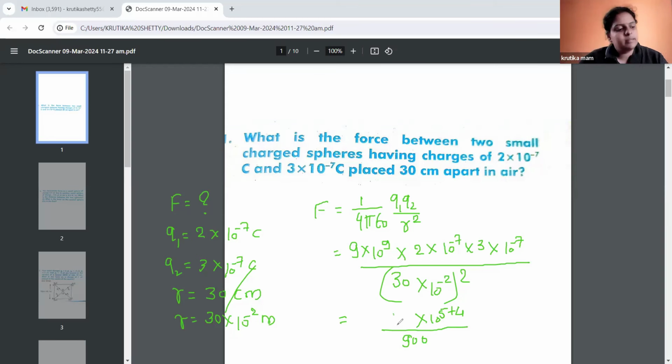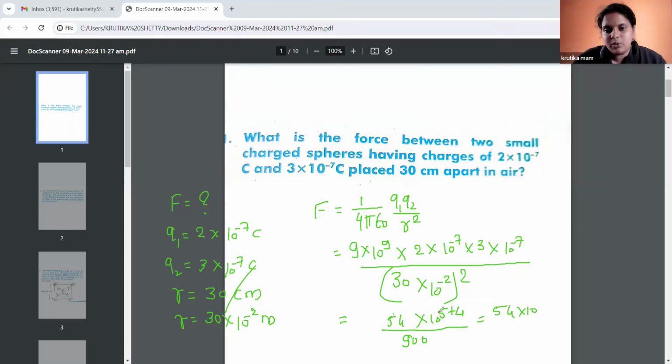Yes. What is the answer? Somebody is typing the answer here. Yes, you can check the answer. If you want, you can write this 900 also.